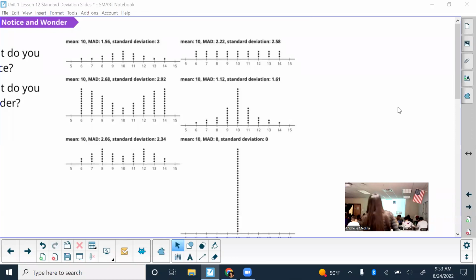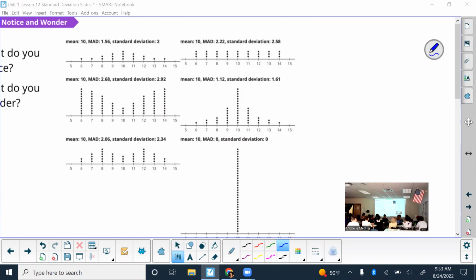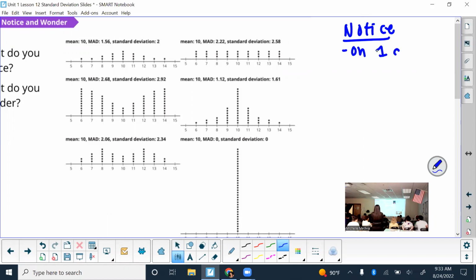All right, so for the warm up, you were supposed to look at the dot plots, look at what's written next to the dot plots. What are some things that we noticed? Allison. So on one of the dot plots, the only answer was 10. Sorry, just trying to summarize. So that could be something you noticed. Anything else we noticed? Amari.